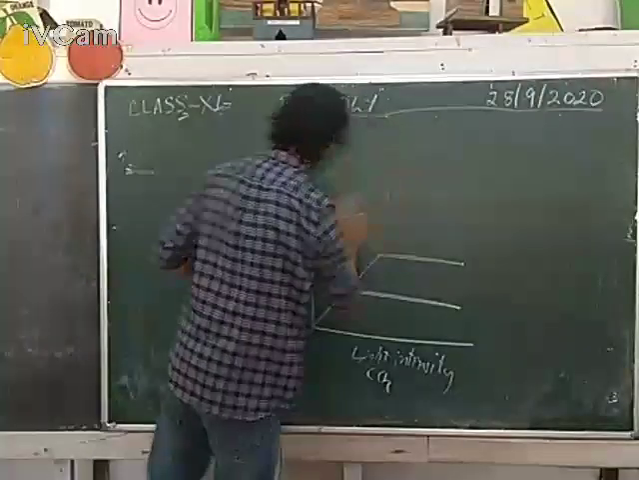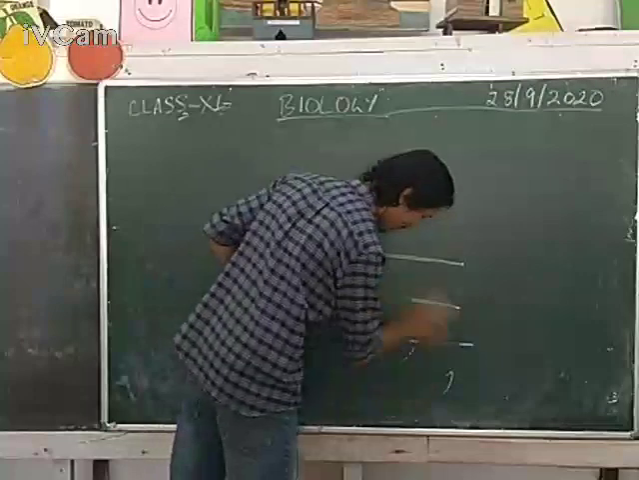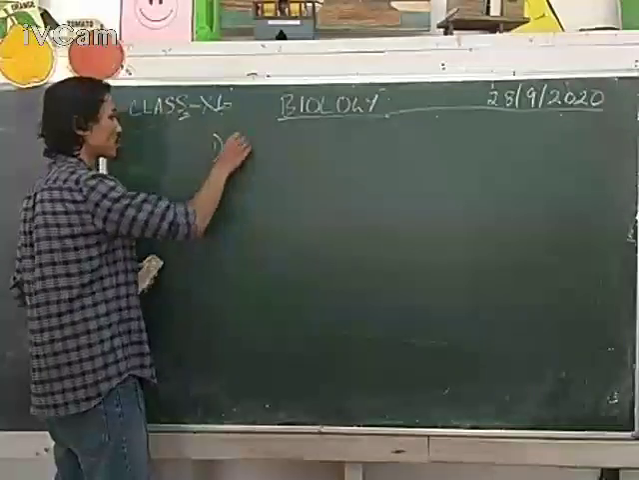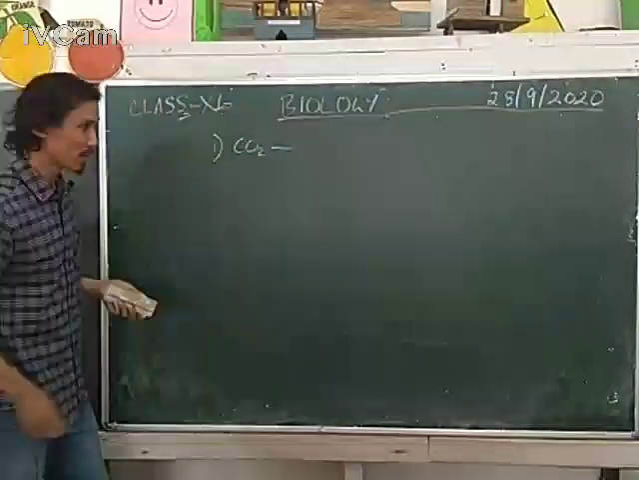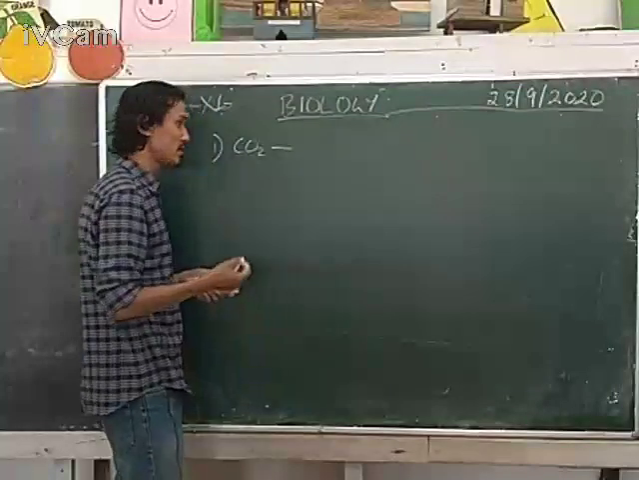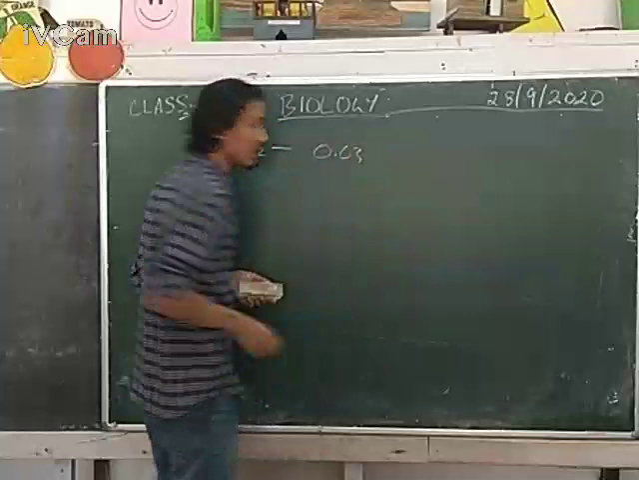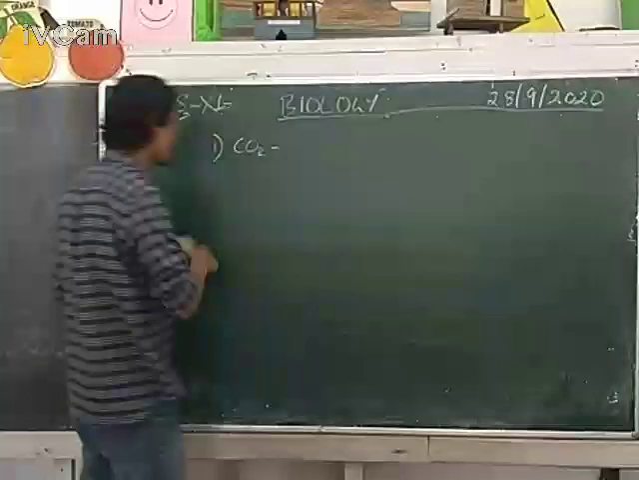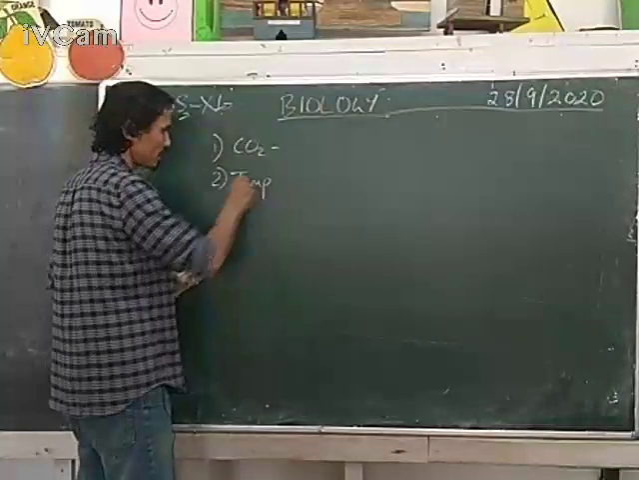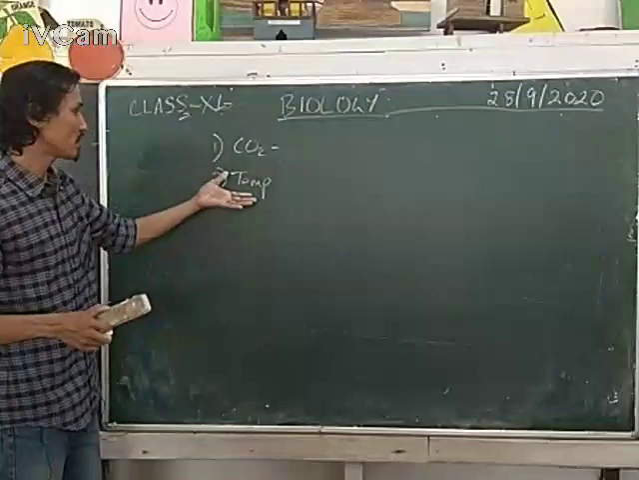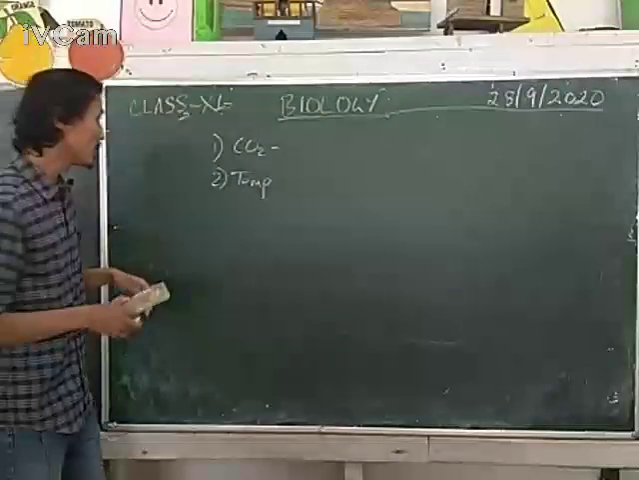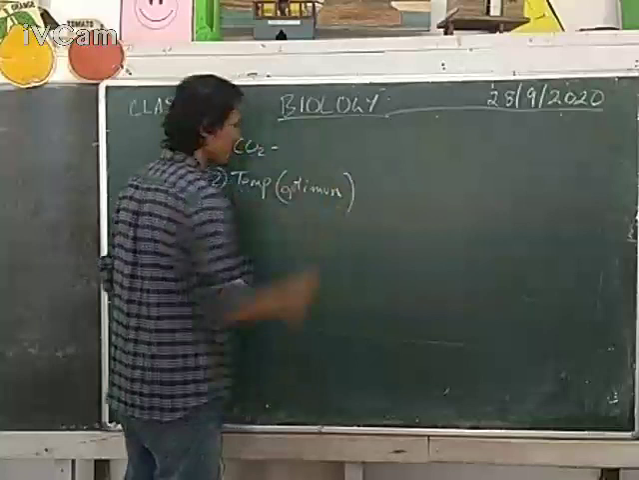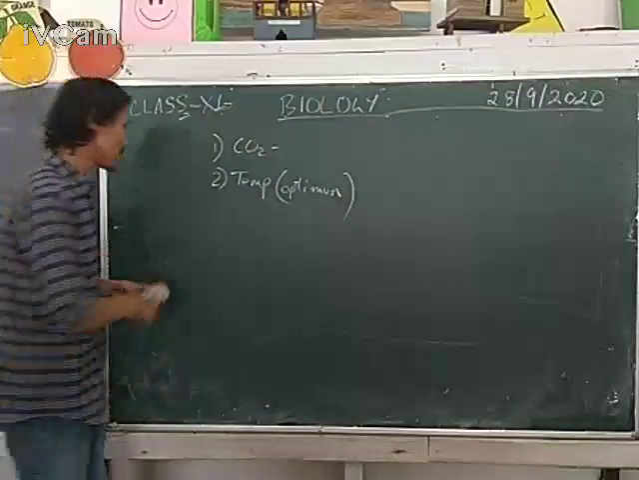So moving on to the last part of photosynthesis, which you've already done in your lower classes: factors which control photosynthesis. The first and most common one is carbon dioxide concentration. As carbon dioxide concentration increases, photosynthesis increases, but only up to a certain level. If carbon dioxide concentration is more than 0.03%, photosynthesis will decrease. Next is temperature. If temperature increases, photosynthesis will not increase. If temperature decreases also, it will not increase. Rather, photosynthesis occurs best at optimum temperatures.